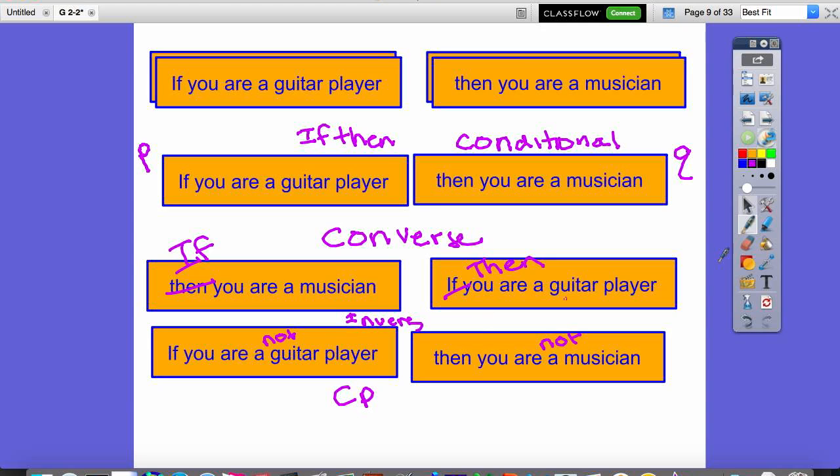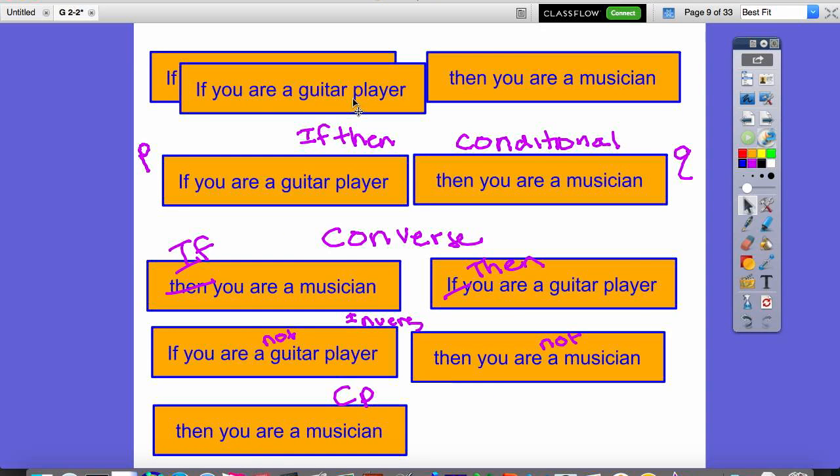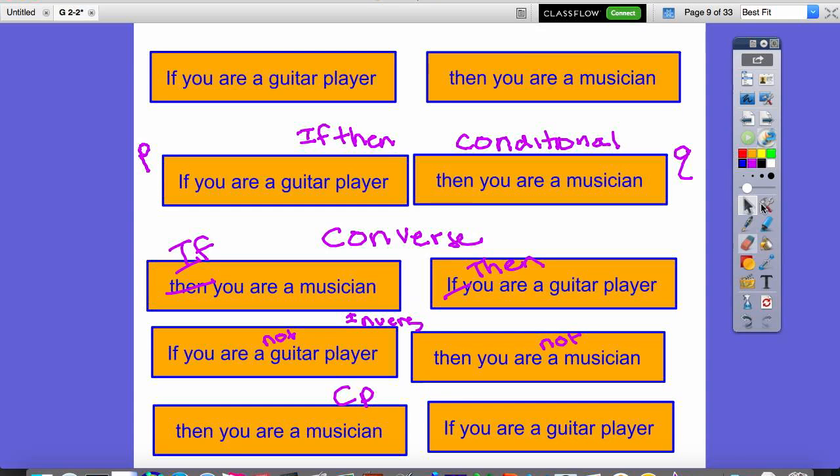And our contrapositive, actually it goes back here, Q, P. So we have to change the then to if: if you are not a guitar player, then you are not a musician.